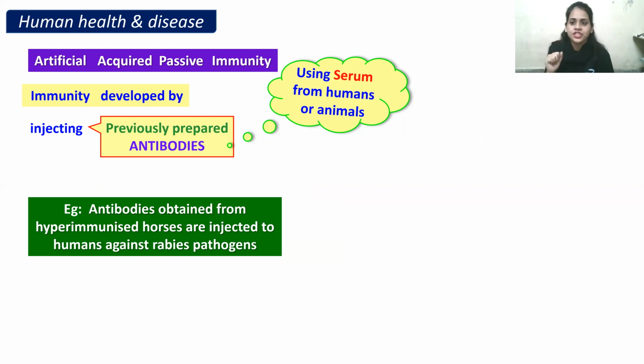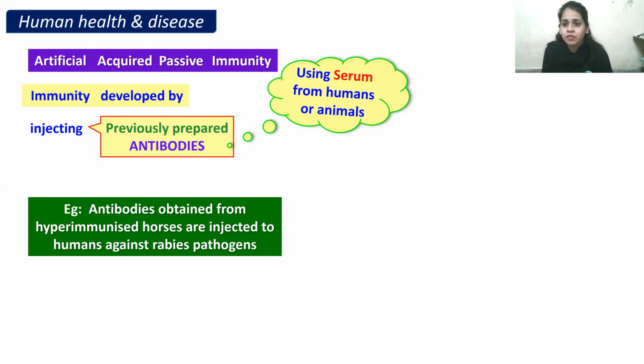Again, let us understand each word. Artificial, meaning in the form of injections, right? Acquired, after birth. Passive, ready-made antibodies are being given. So it is immunity which develops by injecting previously prepared antibodies. Here we are directly giving antibodies. This is different from vaccination. In vaccination, we are giving the pathogen and antibody is produced in the body. But here we are directly giving the ready-made antibodies.